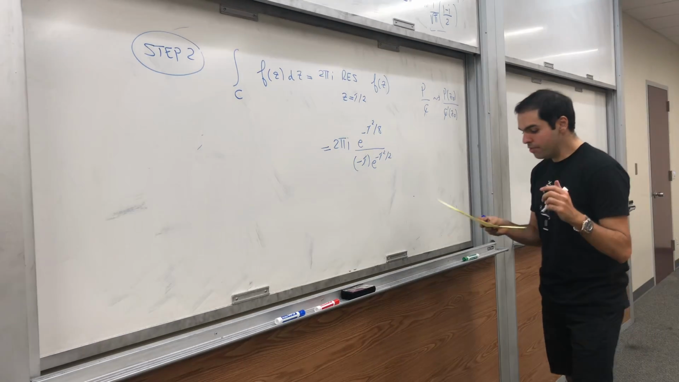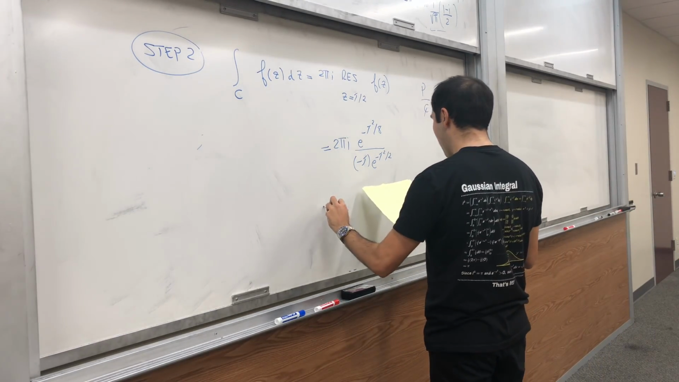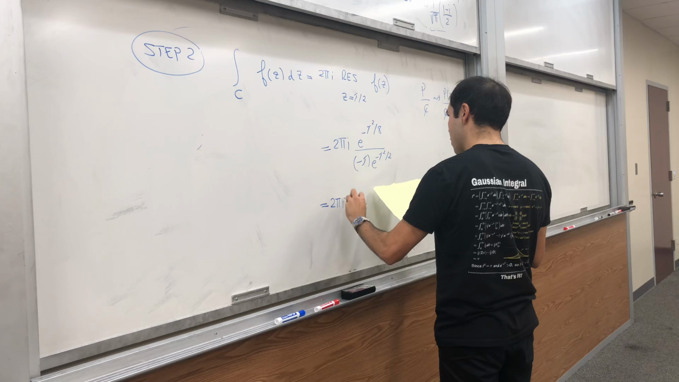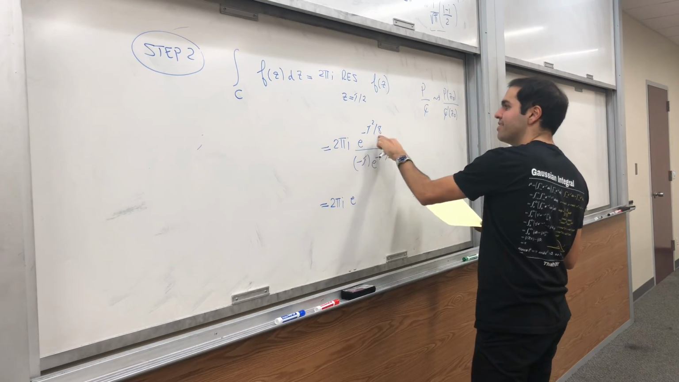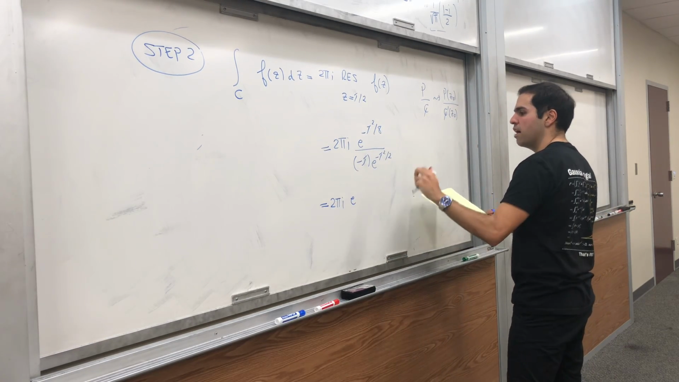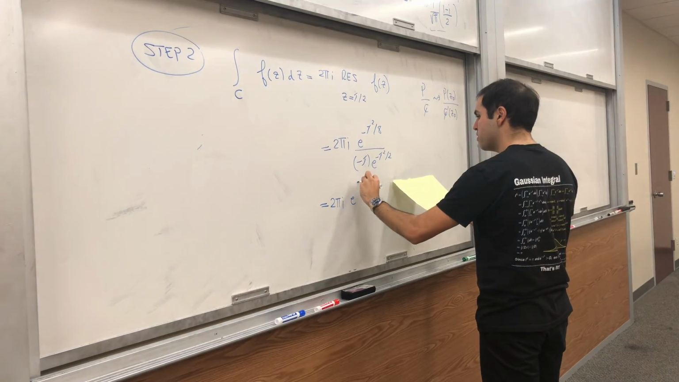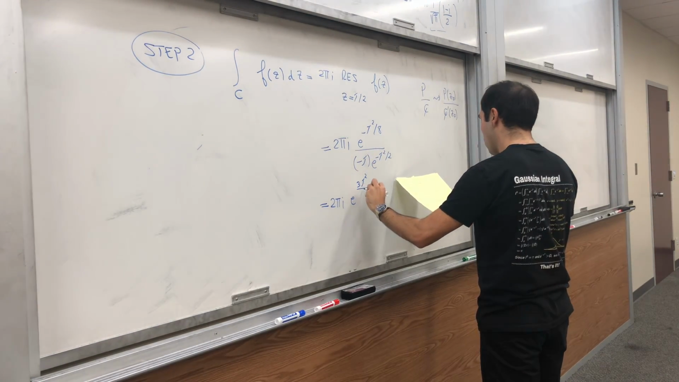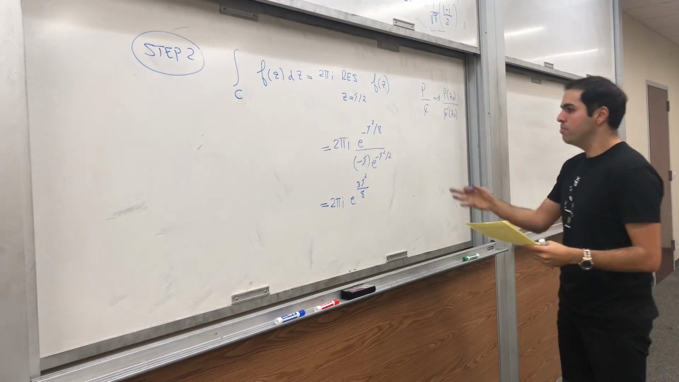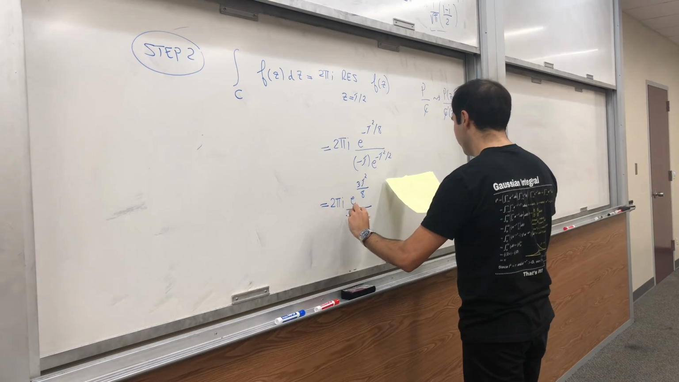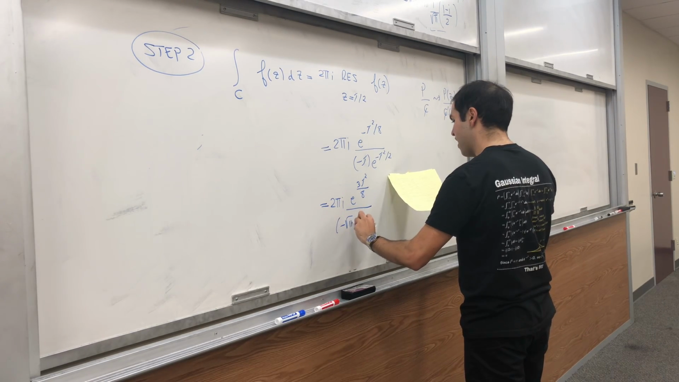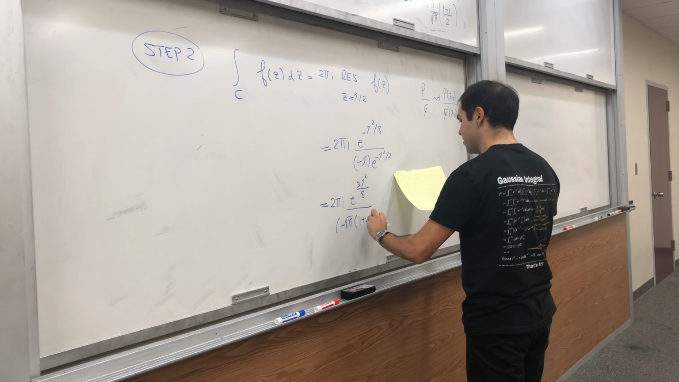And you can just rewrite this as follows: 2 pi i, so minus tau squared over 8 over tau squared over 2 becomes 3 tau squared over 8. And minus tau is just minus square root of pi times 1 plus i.